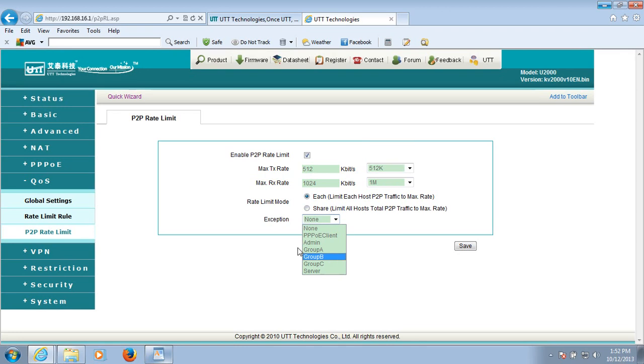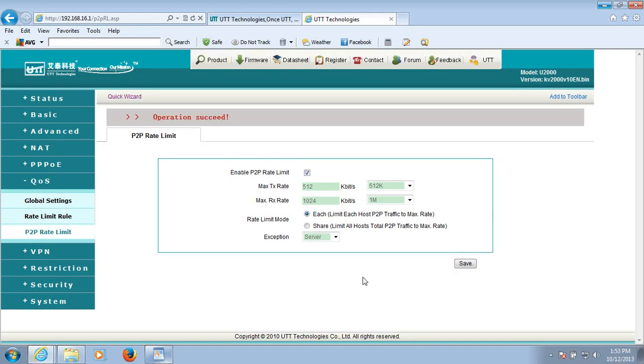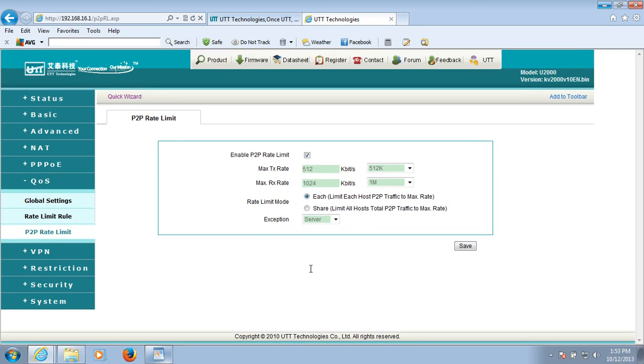And exception is the server. The internal servers are exempt from the restriction. After we are done with the configuration, click on Save. And the configuration is done. So this is how to limit the bandwidth of P2P traffic.